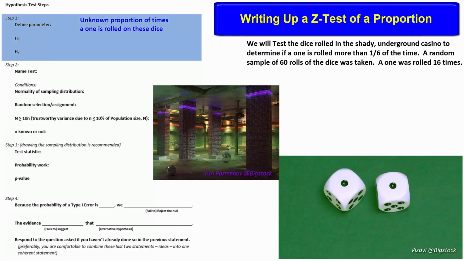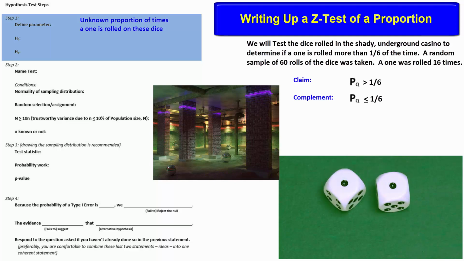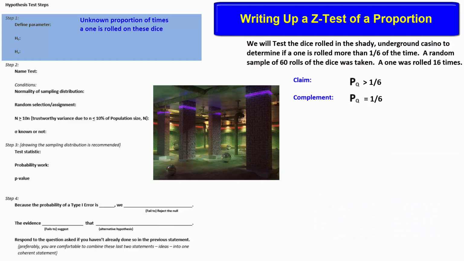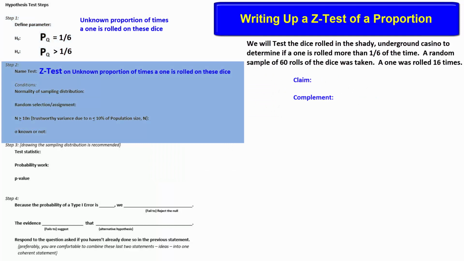The parameter is the unknown proportion of times a 1 is rolled on these dice, not on a fair die. We already know the true proportion of a fair die. Here's the claim, the complement, and due to the complement containing the statement that the unknown proportion could equal that of a fair die, it becomes the null hypothesis. We're running a z-test on our parameter.